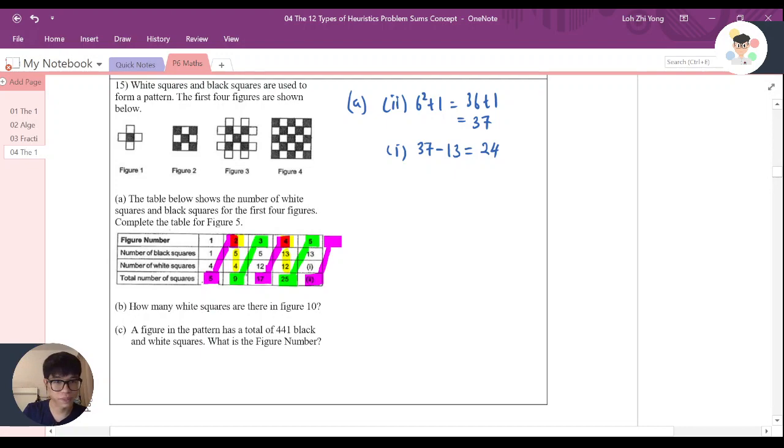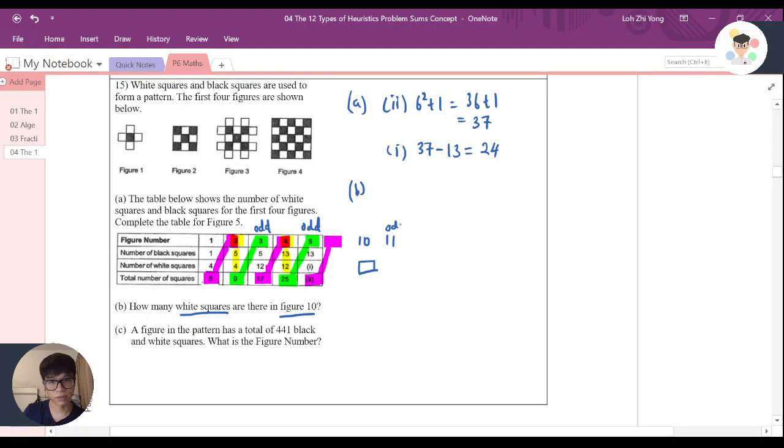Let's try to move on to B. B here says, how many white squares are there in figure 10? Now, again, we're asking for figure 10. Example, now this is figure 10. And we're asking for the white squares, which is here. So the interesting thing we can do is we use the same concept here. This is what I will do. 11. This is odd. This is odd.